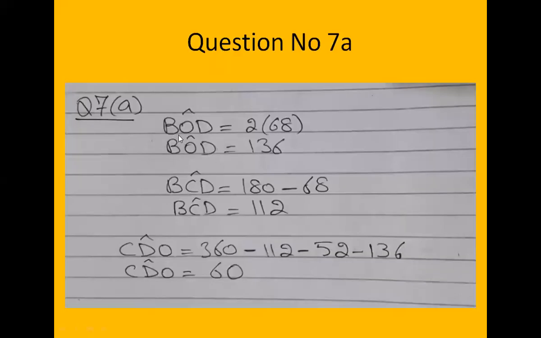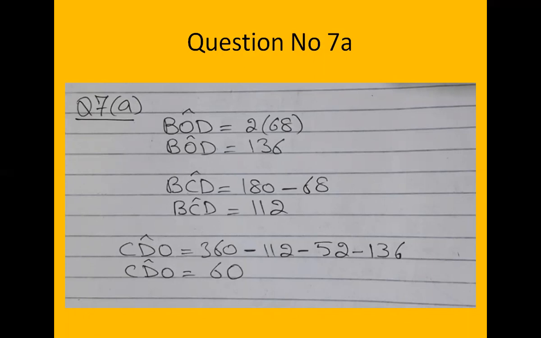So here, the BOD angle will be 2 times 68 because the angle at the center is 2 times the angle at the circumference. So BOD will be equal to 136. You can write that reason which I just said here. BCD will be equal to 180 minus 68. The reason is the angles in the opposite segment are supplementary. 180 minus 68, that will be 112.